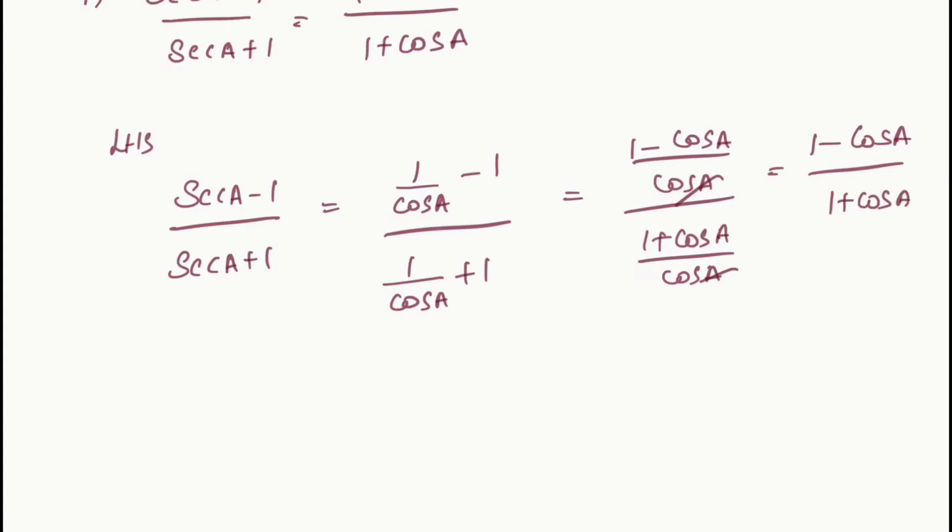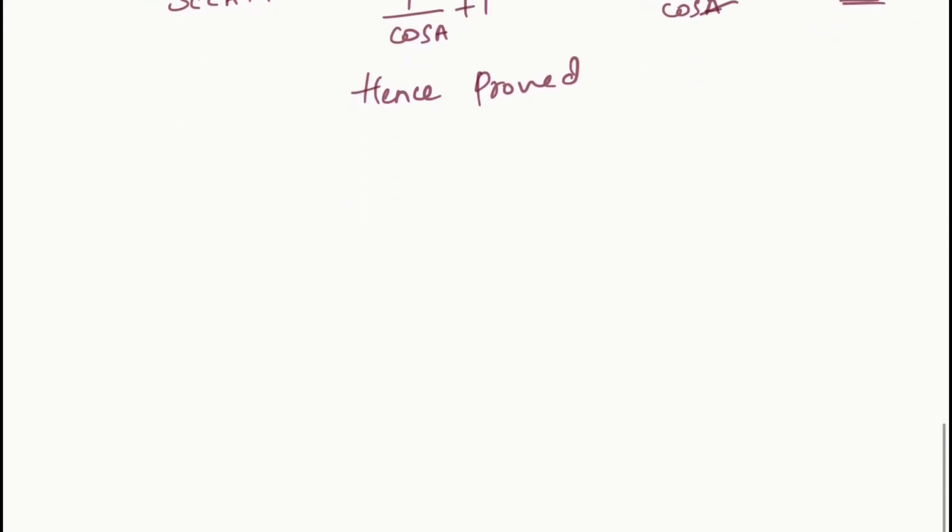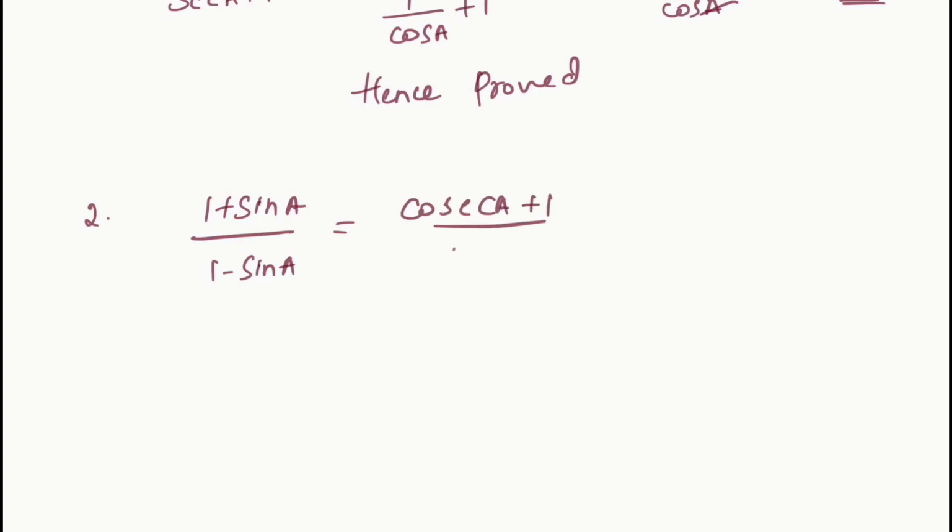Did we get back the RHS? Yes. So you can write hence proved. You started with the LHS, you reached back the RHS. Hope it's clear. Now coming to the second question. (1 plus sin A) by (1 minus sin A) equal to (cosecant A plus 1) by (cosecant A minus 1).